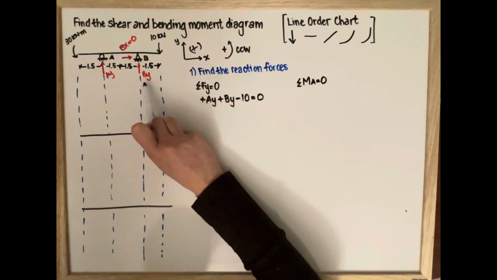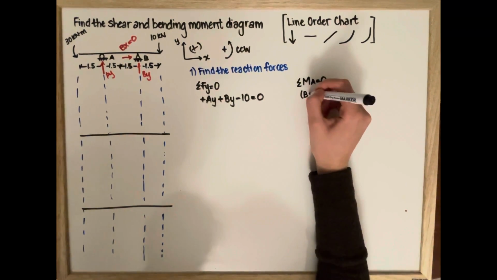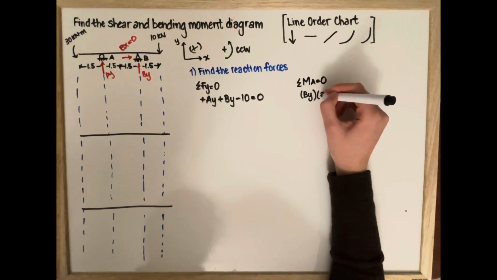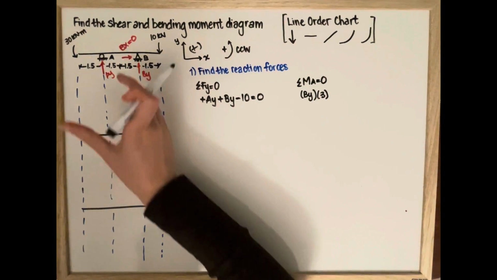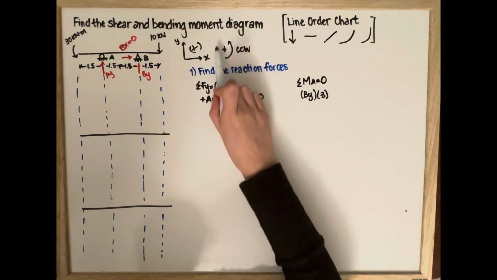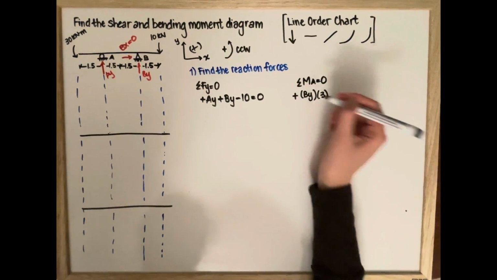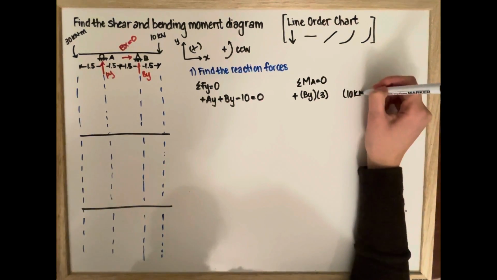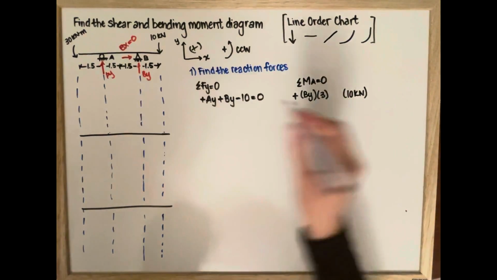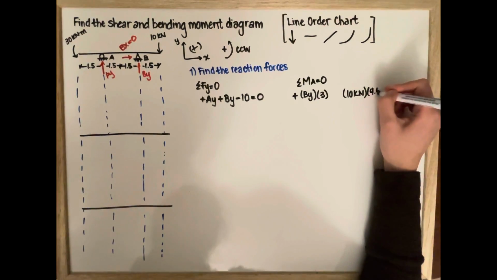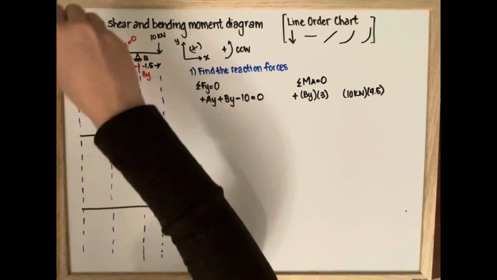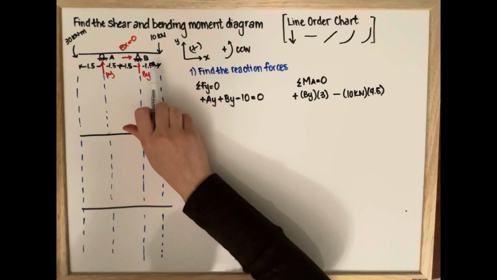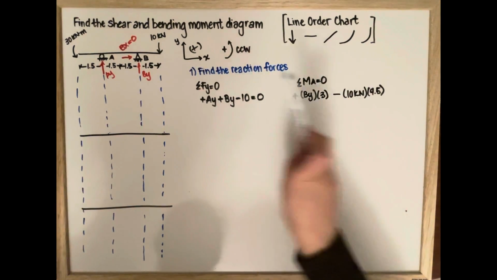The first term is BY. The distance is 3 meters from point A. Since this is going in the counterclockwise direction, and that's what we've assumed as being positive, this term will be positive. Next, we have 10 kilonewtons, which is 4.5 meters from point A. And since this is going in the clockwise direction, it'll be negative.